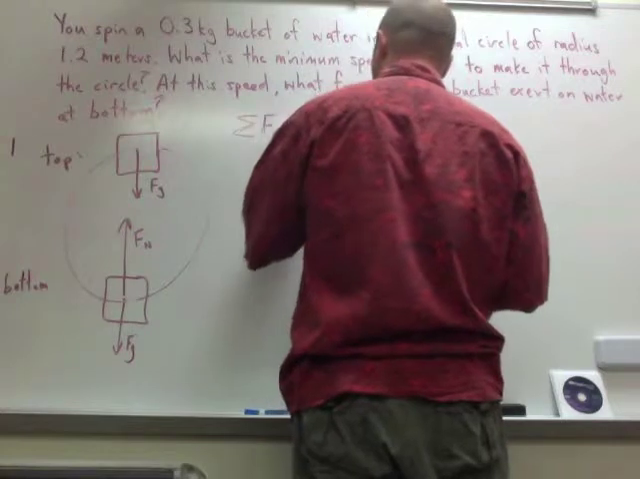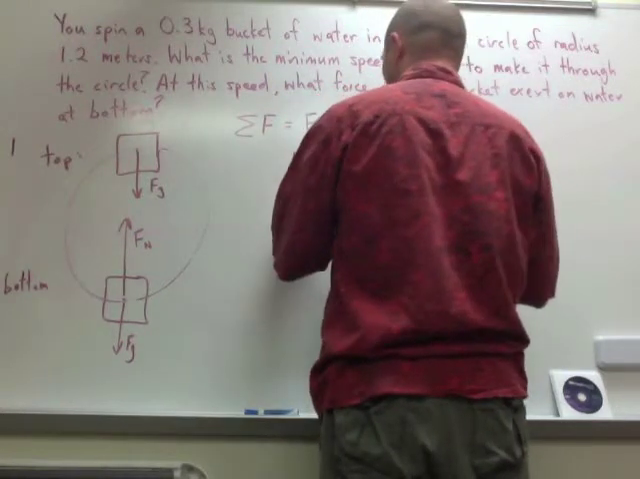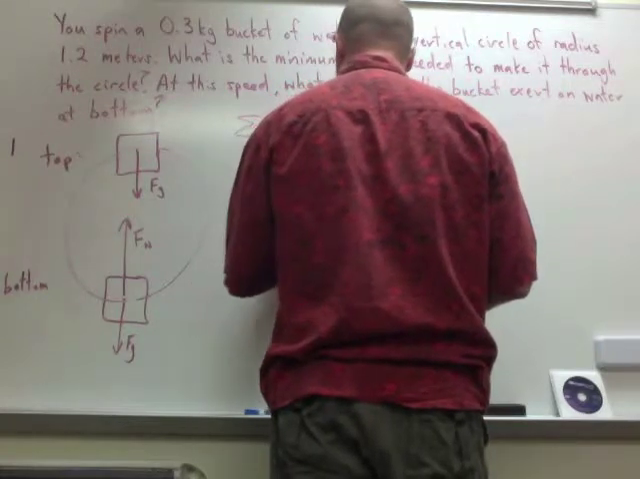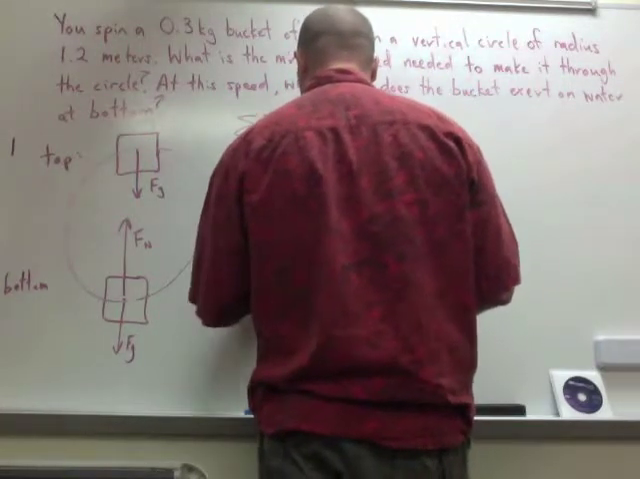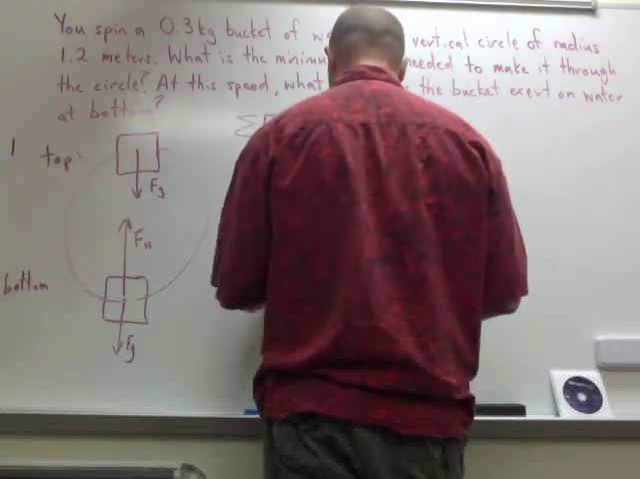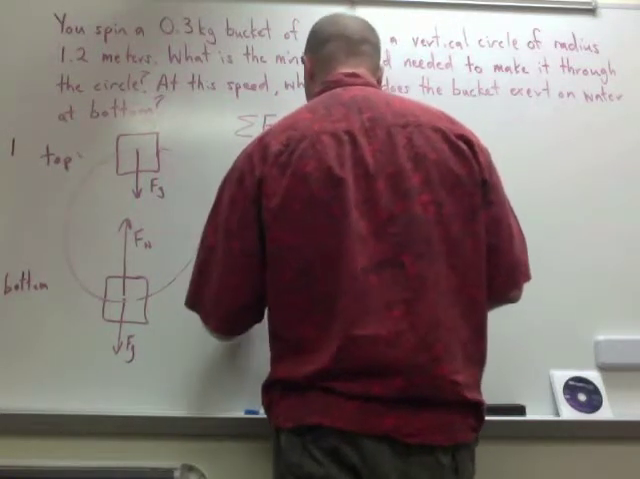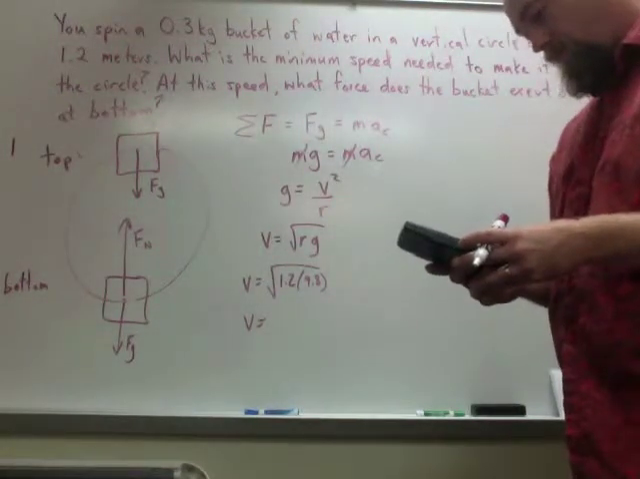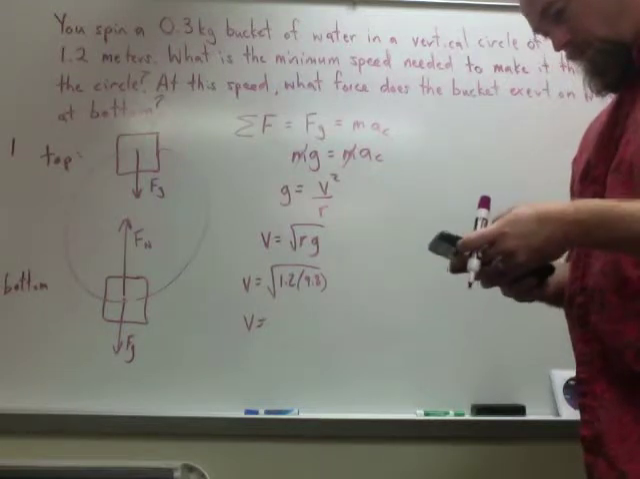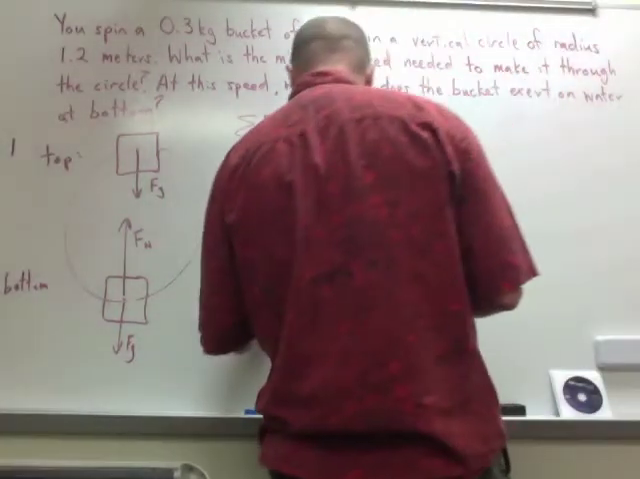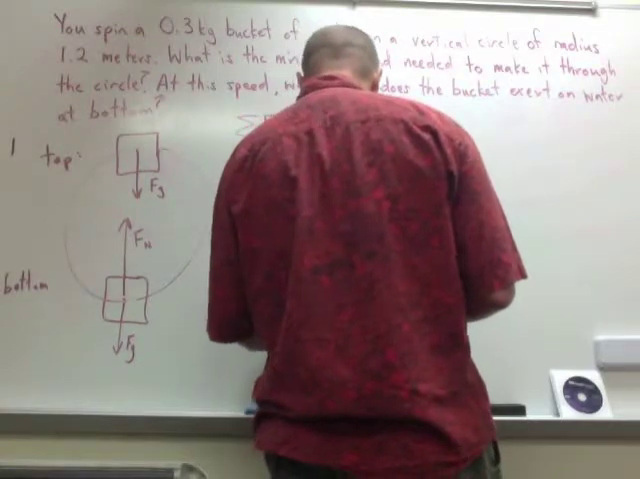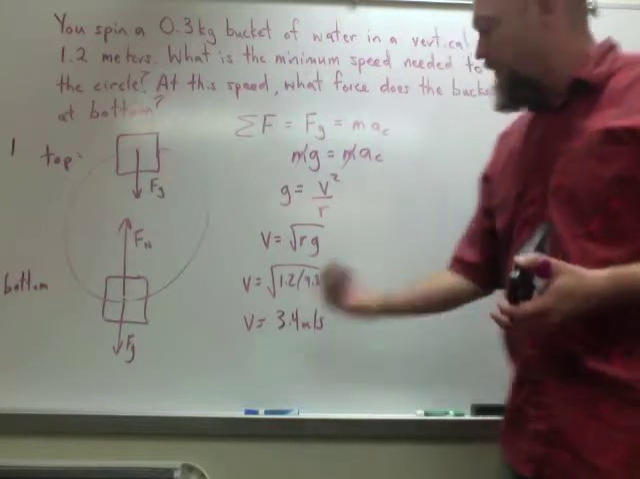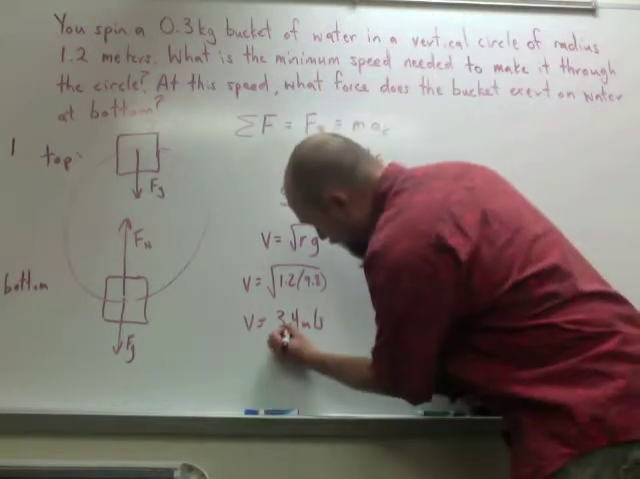If I do a little bit of math, remember this is v squared over r. So I get v equals the square root of r times g. So v equals the square root of 1.2 times 9.8. Let's do the math. About 3.4 meters per second. So the bucket and the water have to be spinning roughly about 7 miles an hour. It's 3.4 meters per second. Okay, that is a decimal.